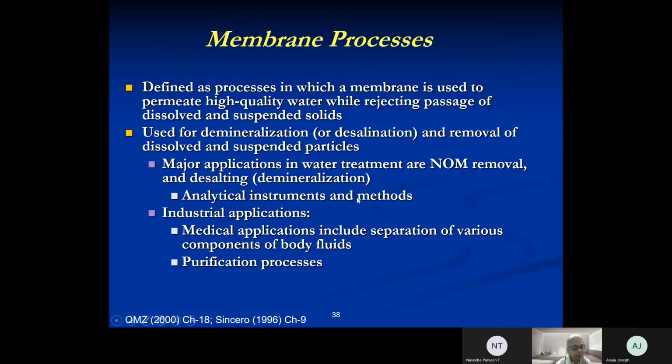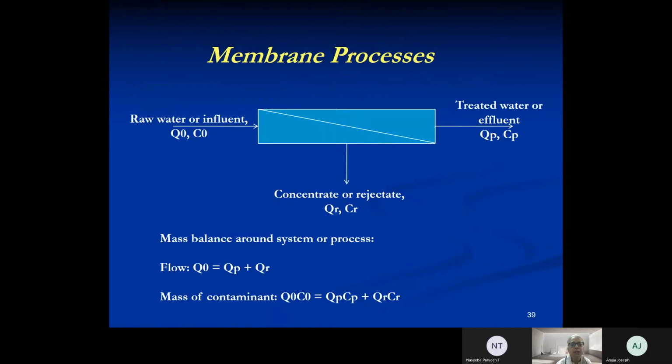We also use this principle in analytical instruments and methods. Many of the analytical instruments and methods that we use have pre-filters. Membranes can be made out of pre-filters, but the kind of membranes we are looking at here are all high-end membrane processes, so they are used to get very high quality water. There are several industrial applications. In medical applications, membrane processes are used for the separation of different components of body fluids, and you can have purification processes in the manufacture of any number of products.